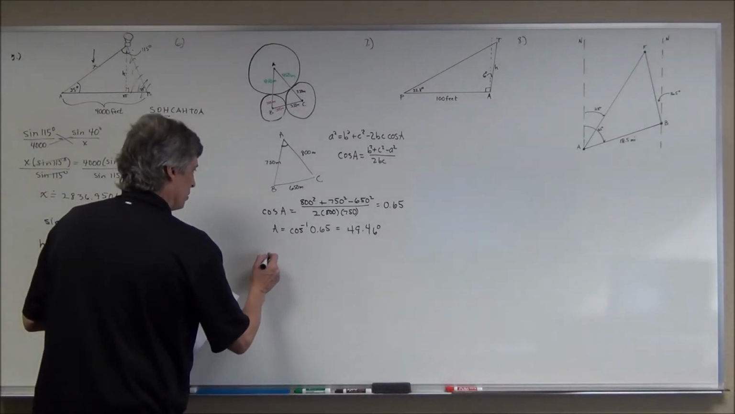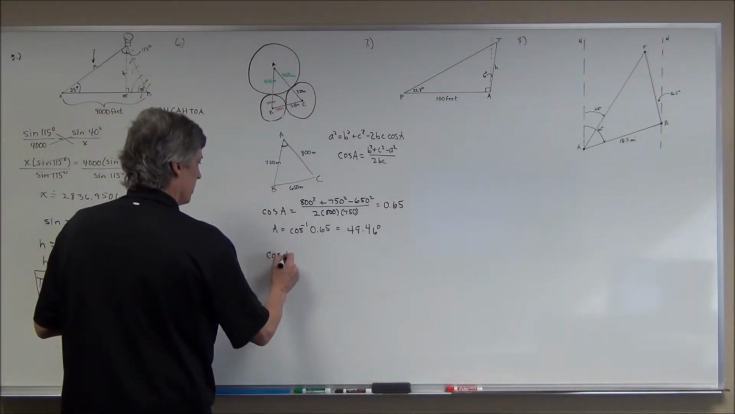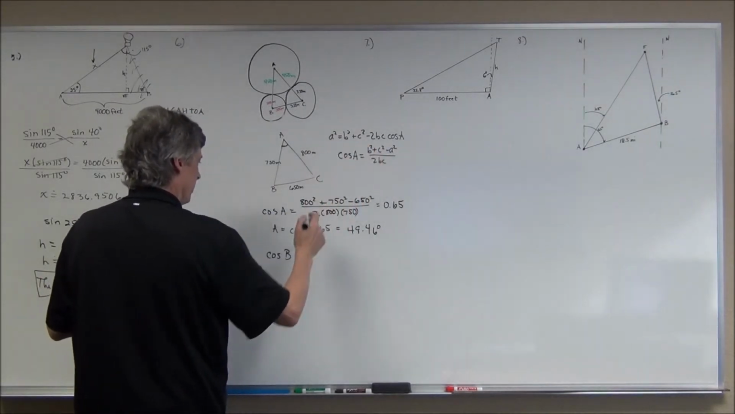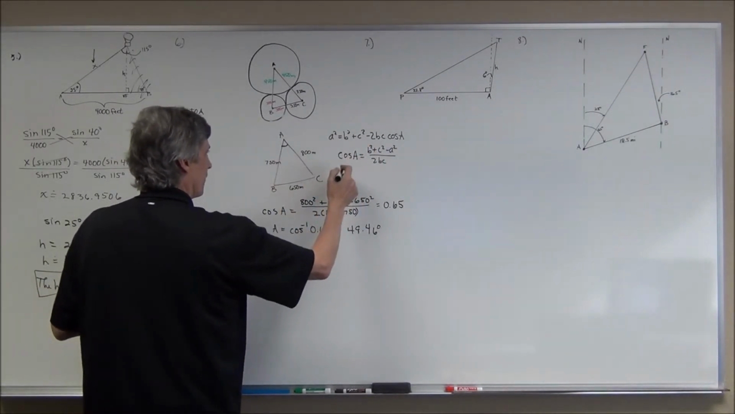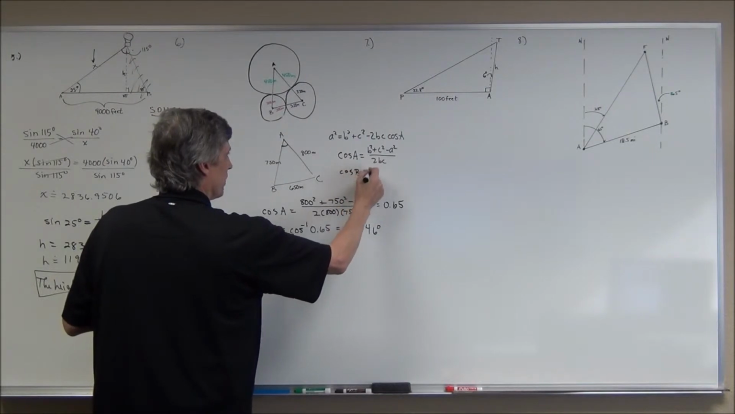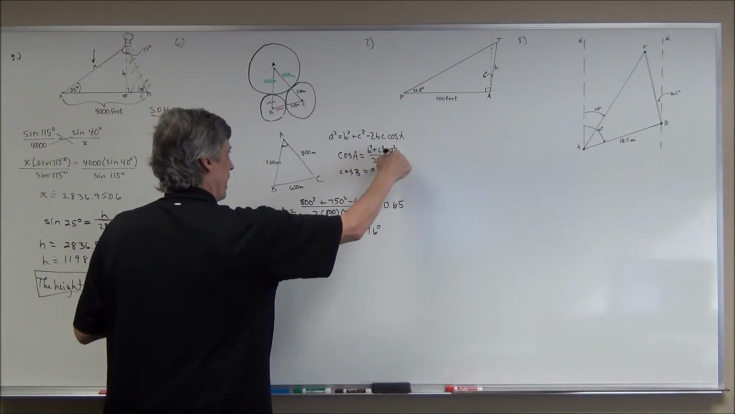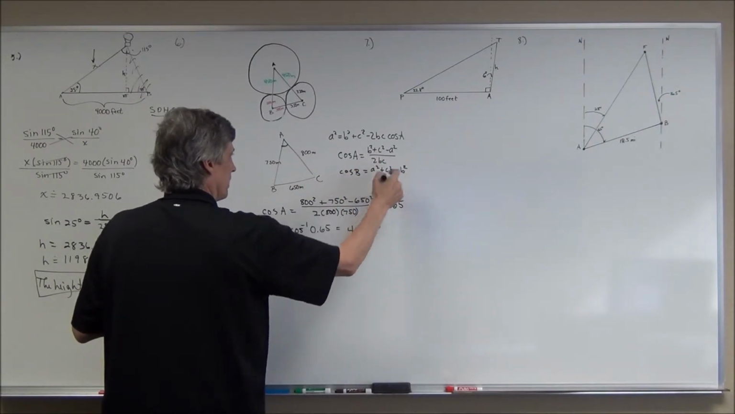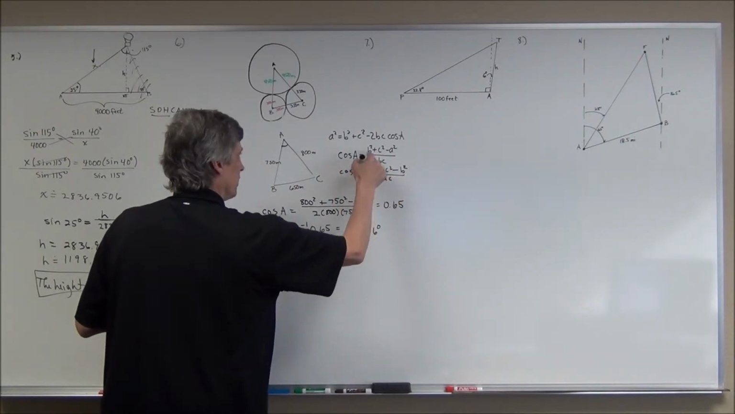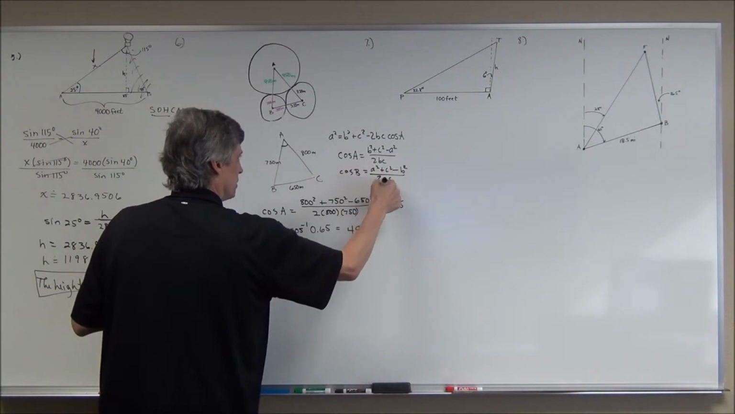And then I find the cosine of angle B in a very similar manner. For cosine of B, it would be a squared plus c squared minus b squared. Notice the b's are on the ends here, all over 2ac. These two letters, these two letters, these two letters, these two letters.